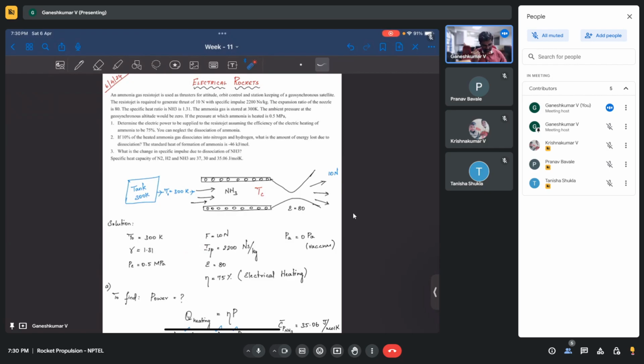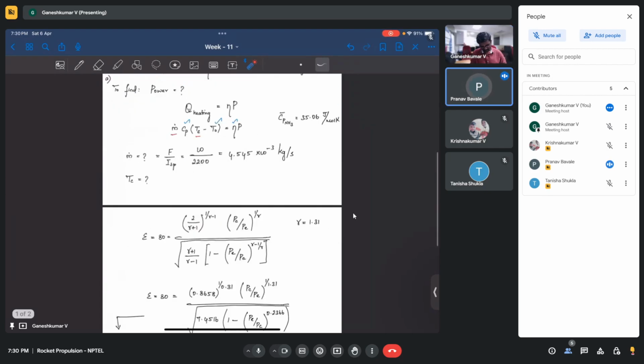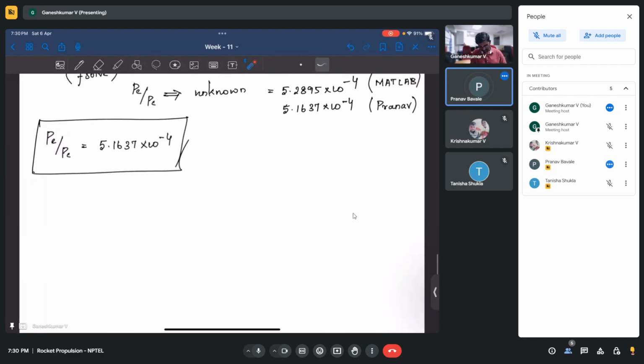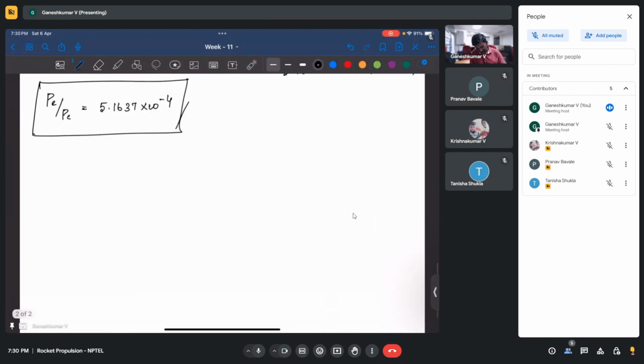So can we use ISP to get chamber temperature? Yes, we have the formula, right, under root. So let's say ISP is nothing but C star times CF. C star is a function of temperature, TC, so we can use this. CF is a function of epsilon, which we know, so we can use that also.